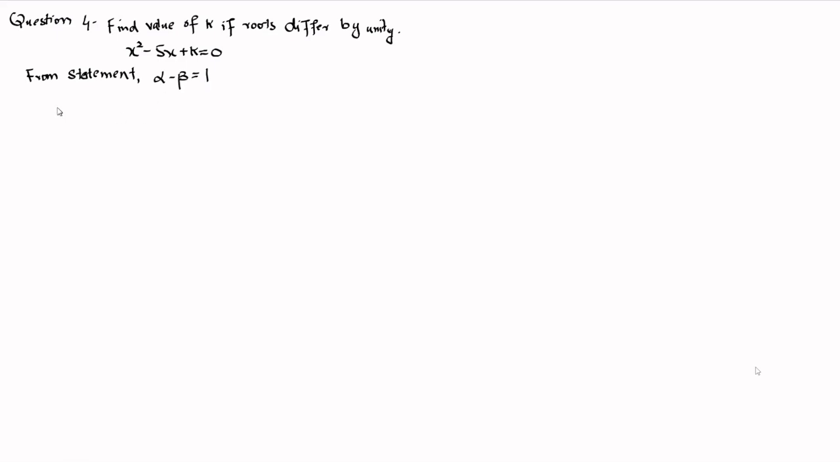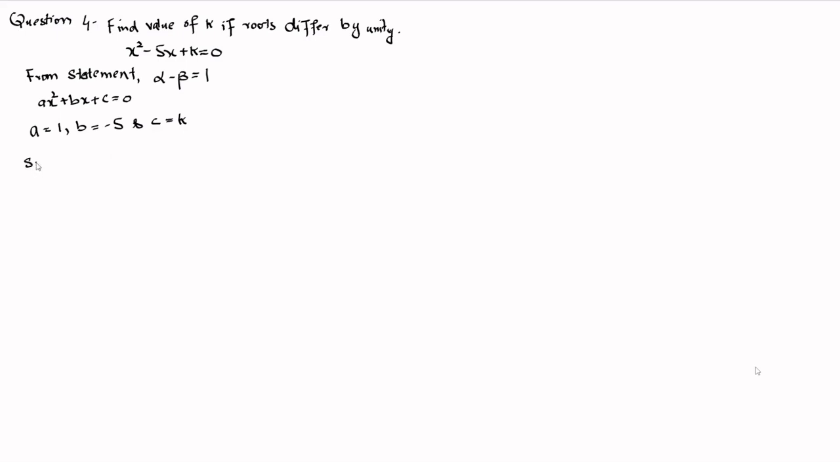Now, the standard form of a quadratic equation is ax square plus bx plus c is equal to 0. Comparing the given equation with the standard form, we can write that a is equal to 1, b is equal to minus 5, and c is equal to k.